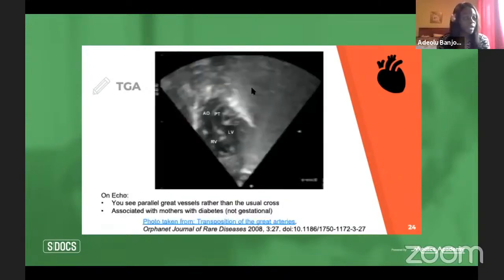To diagnose a transposition of the great arteries, you would use an echo and try to diagnose it at the 20-week fetal anomaly screen. On echo, you see that the 2 vessels, the AO, which is the aorta, and the PT, which is the pulmonary trunk, will be parallel to each other rather than crossing, which is what normally happens. Transposition of the great arteries is associated with mothers with diabetes. This is not gestational diabetes, but diabetes before you're pregnant.